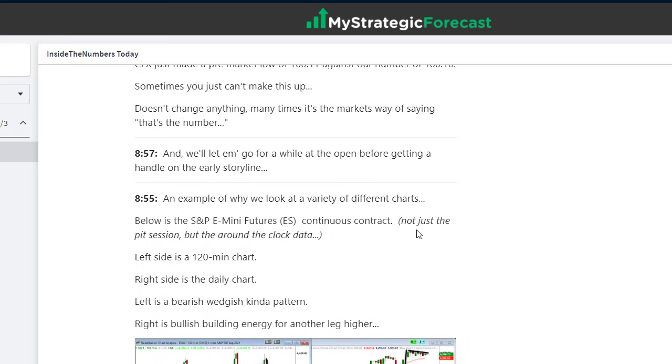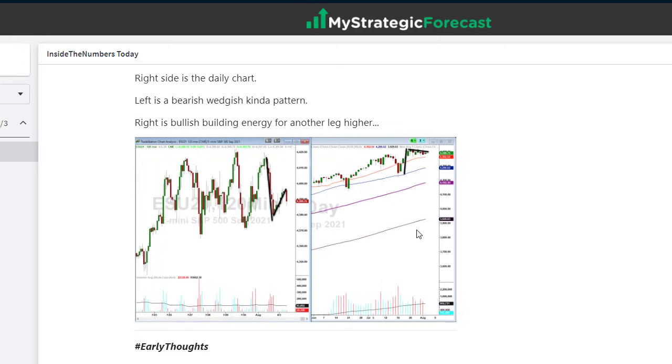Now, I put a picture up on the board early in the morning before the opening bell, and the reason is I wanted traders to understand that when we see different charts that are doing different things, you have to be aware of what's going on. One could be a fake out, one could be non-dominant versus dominant, but look at the discrepancy in these two charts. This is a 120-minute ES chart.